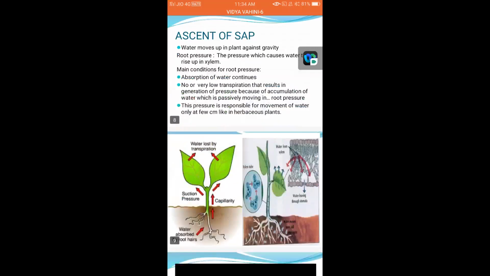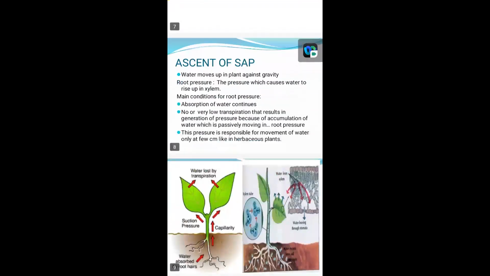So the root pressure, to summarize. The root pressure is a pressure which causes the water to rise up in xylem. This is one of the factors, and the main conditions.